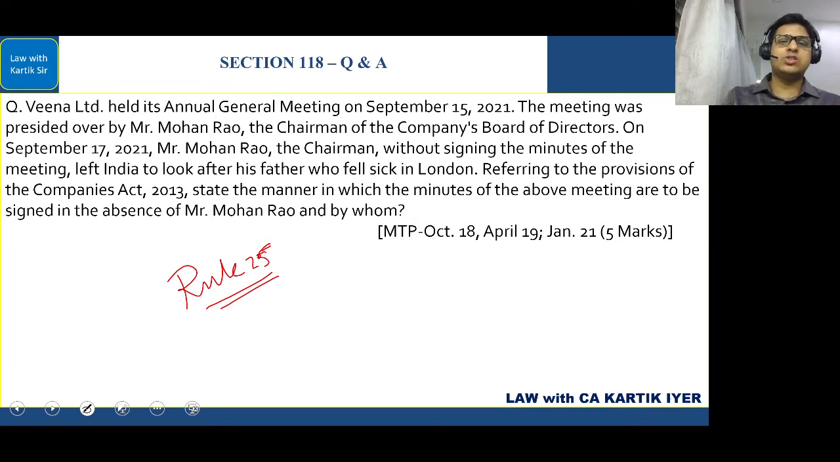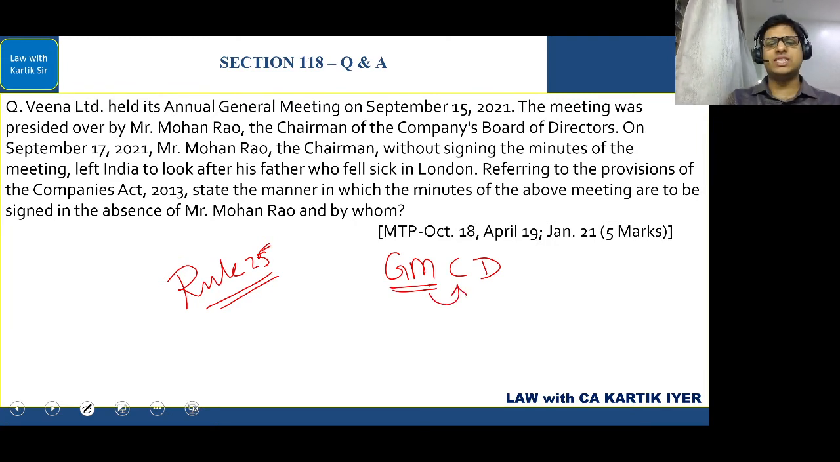Here we sing in the song, there comes a part where we say GMCD, GMCD, PBCD, like that we sing. GMCD basically means in the general meeting, who can sign it? The chairman can sign it. And because of some reason, if the chairman is not able to sign because of his death or inability, then any director duly authorized by the board can sign.